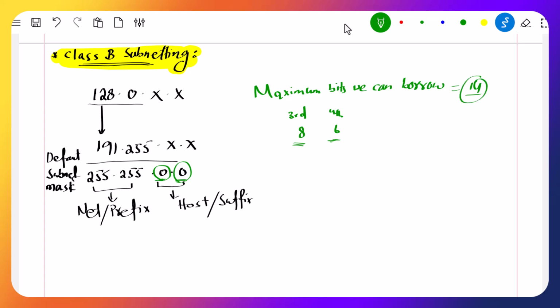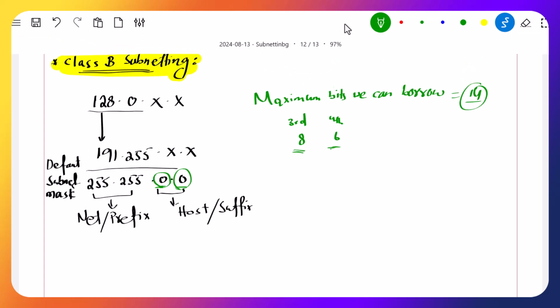Okay, so let's start borrowing bits. I will try to borrow 1 bit, 2 bits, and so on. We will do our practice. Dear students, before performing the subnetting process, it's better to understand the default, classful values.